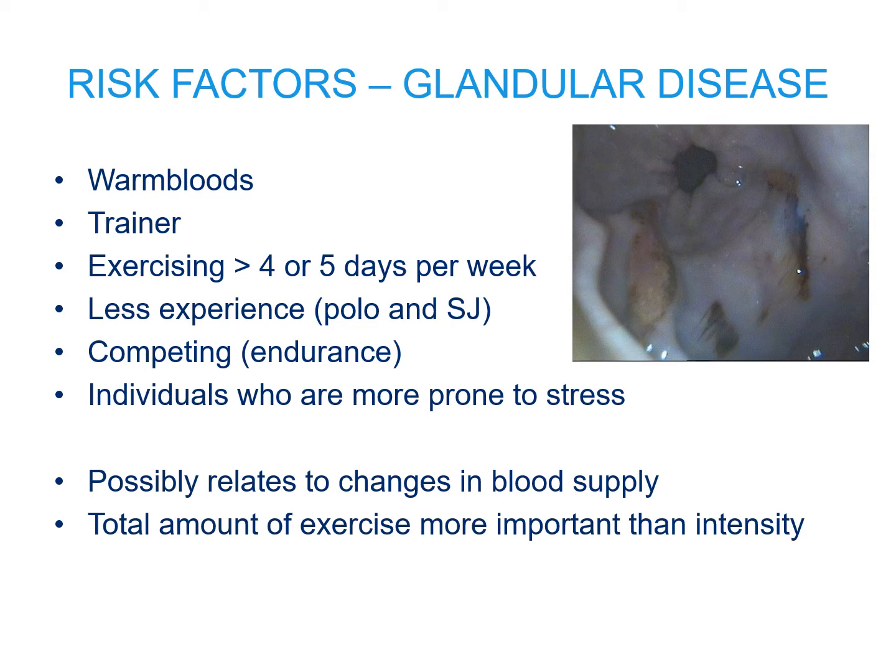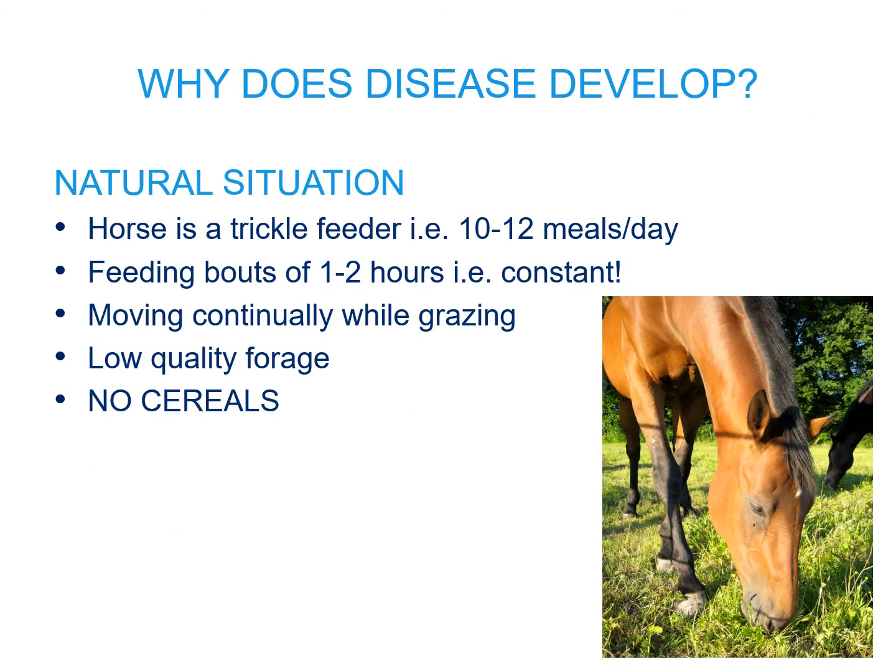If horses are stressed, either as a result of psychological stress or physiological stress with exercise, we get movement of blood away from the stomach, and it's more likely we're going to get damage to the stomach lining, the glandular portion. And it's the total amount of exercise that's more important than the intensity of the exercise per se when we're looking at glandular disease. So if we look at how horses used to live before we domesticated them, I think that gives us some insight on why they potentially get gastric disease.